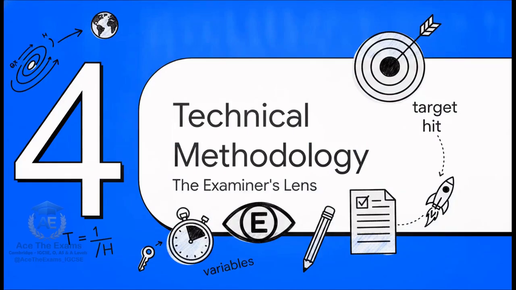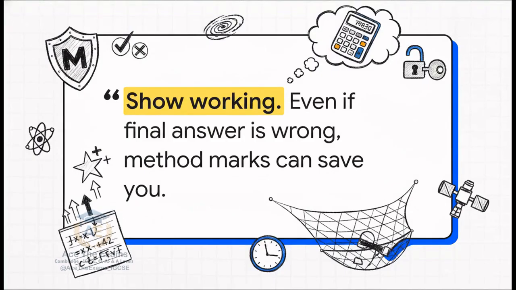Section 4. Technical exam methodology. The examiner's lens. Now that we have the hardcore physics and the complex math nailed down, it is time to translate this conceptual knowledge into top grades using exact, repeatable procedural frameworks. I need you to really internalize this quote. Never, ever underestimate the method mark strategy. As Cambridge principal examiner reports consistently highlight year after year, showing your analytical process is your ultimate insurance policy for your final grade.